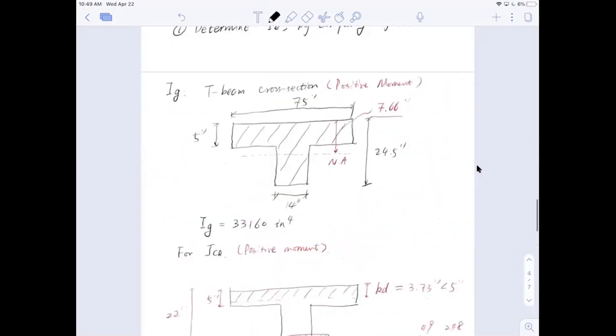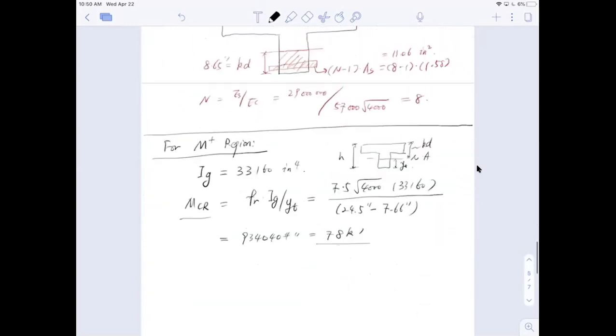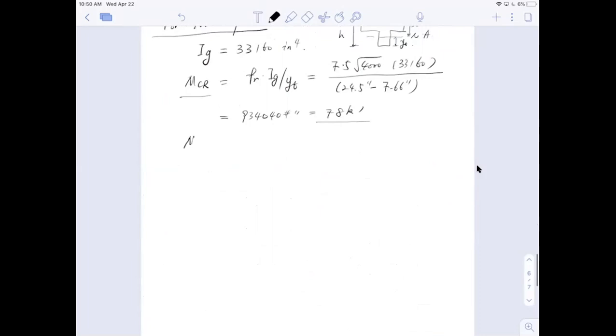And then going back to see my moment diagram. This is my moment diagram. So where's it at? 78 is roughly here, a little bit more than halfway almost. Okay, so that means this is the cracked region, right? The moment exceeds that 78, which is cracked. And the applied moment, of course, Ma equals 162 kip-feet.